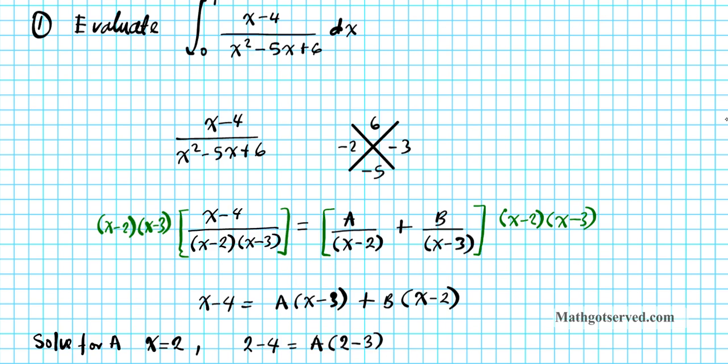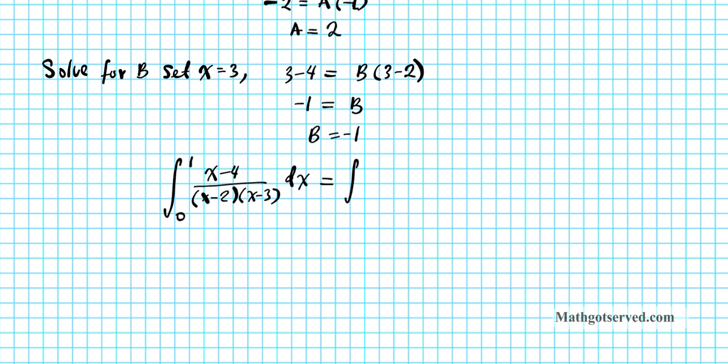Now we can rewrite the problem in its decomposed form. It will be the integral from 0 to 1 of a over the first factor. We found a to be 2, so it's going to be 2 over x minus 2 plus, and then b is negative 1, so that's actually going to change our plus to minus. So we'll have minus b, which is 1 over the second factor, x minus 3, and then this whole thing, dx. You can clearly see that this is very, very easy to integrate, right?